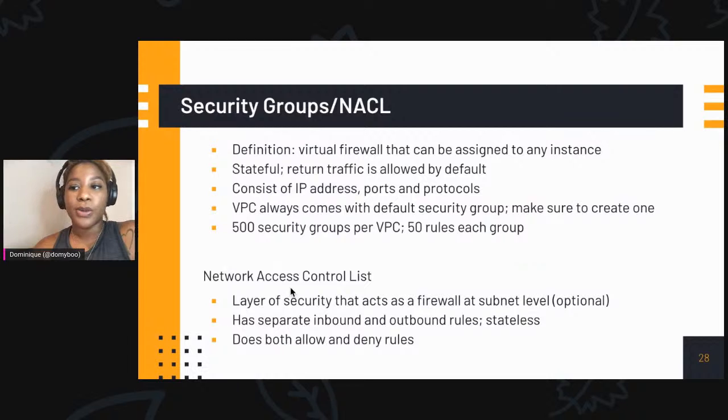And then you have NACLs, network access control lists, which are another layer of security. It acts as a firewall, but it's at the subnet level. Security groups are at the instance level. NACLs are at the subnet level. Also, NACLs are optional. You do not have to have a network access control list. You do have to have a security group.